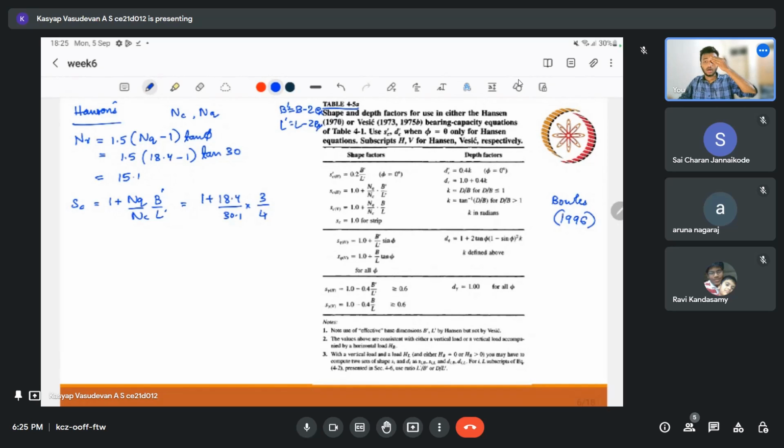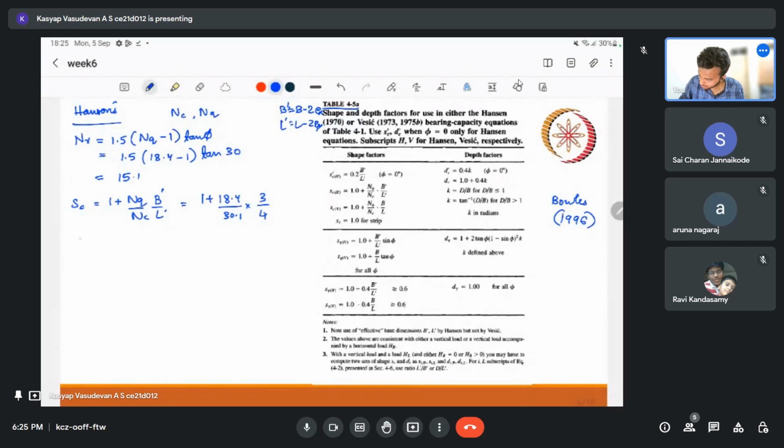That was already discussed before, so that is the significance of B dash and L dash. Since here we are not concerned about it, we can directly substitute B by L. That is one of the differences between Vesic and Hansen. In Hansen we use B dash and L dash, but in the Vesic factors we only use B and L, irrespective of whether we have eccentricity or not.